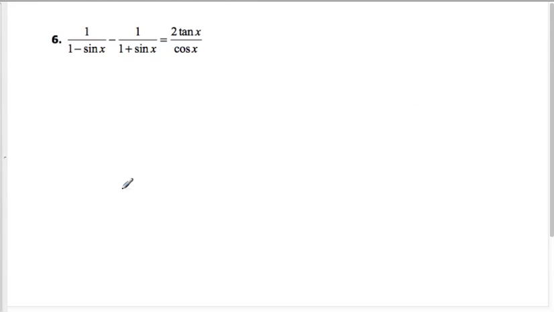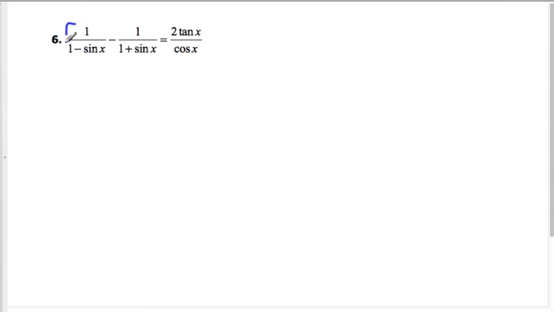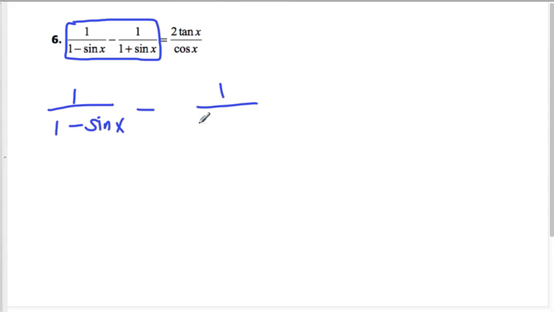Alright, number 6. Once you get these going, you just have to identify which side is more complicated. And I think again the left side here is more complicated, and I'm going to work with the left side and make it look like the right side. Alright, so what I see here is 1 over 1 minus sine x minus 1 over 1 plus sine x.